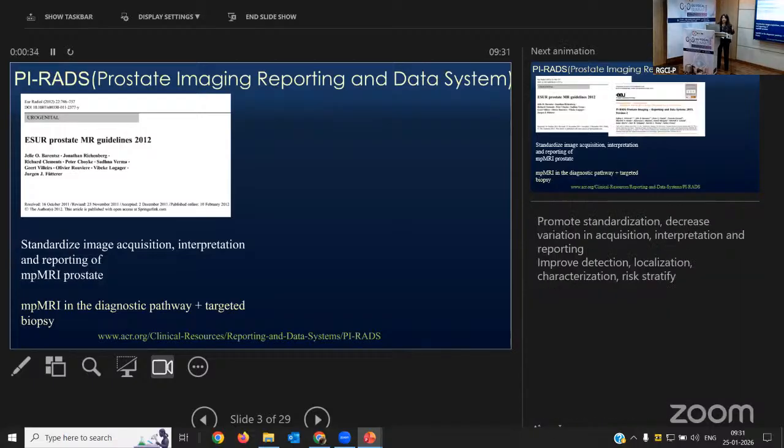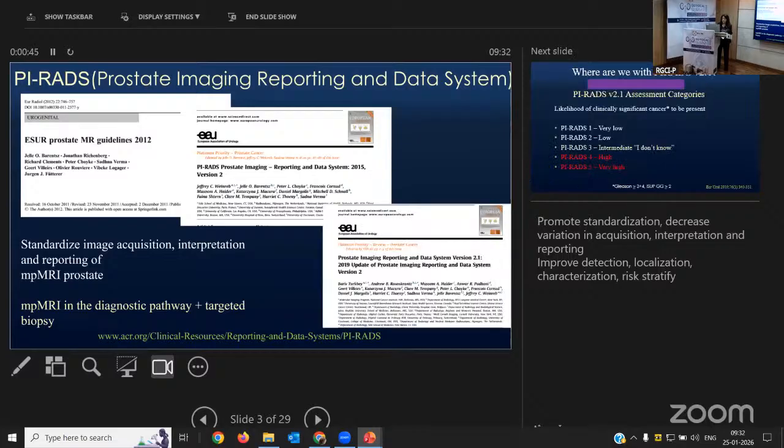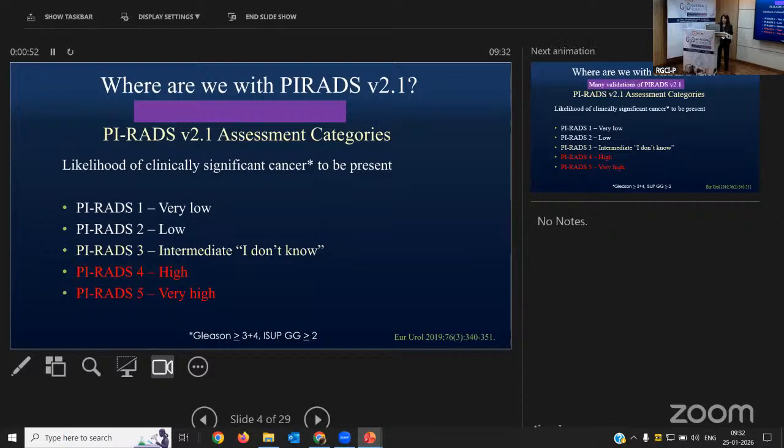And when I look back at how that has happened, I think it's primarily because we've been able to standardize, at least for clinically significant disease, to decrease variation. Started in 2012, then the ACR, American College of Radiology, and now the 2.1 that we have. We've come a long way, but we still have a way to go. So let's go over that.